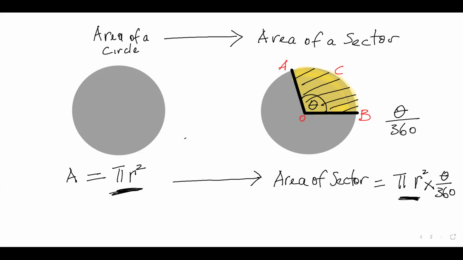Anybody lost? No, sir. So you have to learn this. You have to know area of a circle, pi r squared, and area of a sector, pi r squared multiplied by theta over 360. It is very similar to circumference and length of an arc. Circumference of a circle is 2 pi r, length of an arc is 2 pi r multiplied by theta over 360. Okay, everybody?